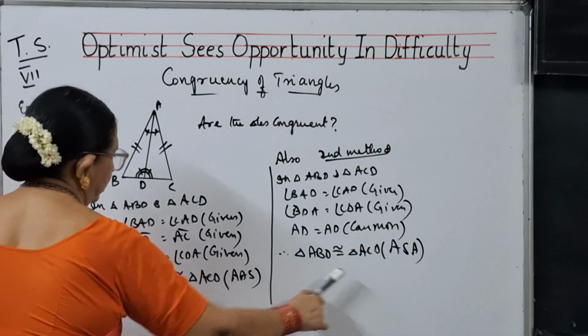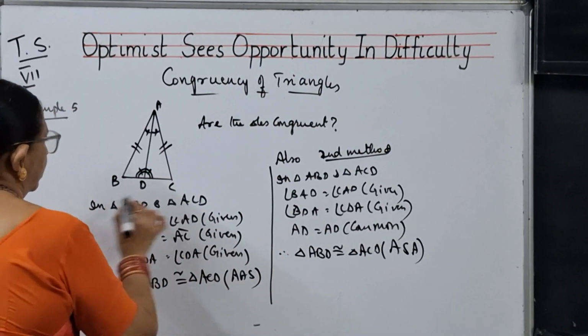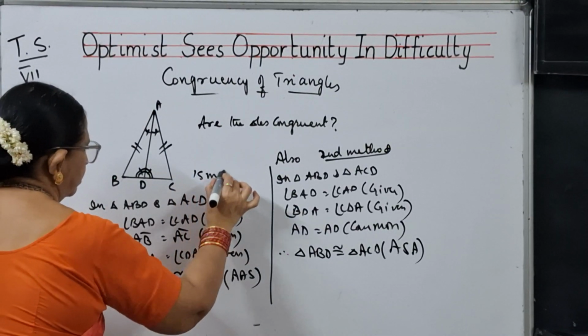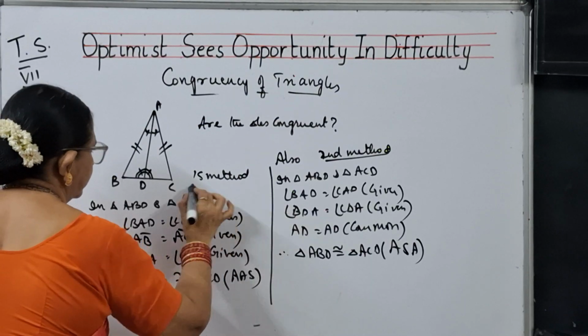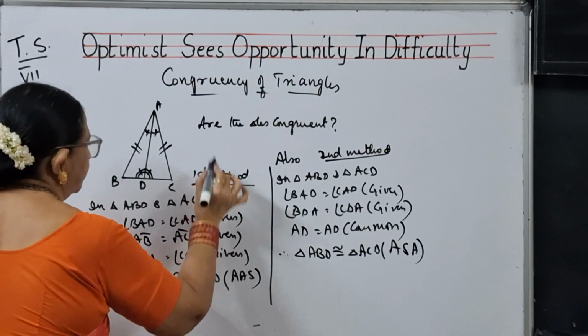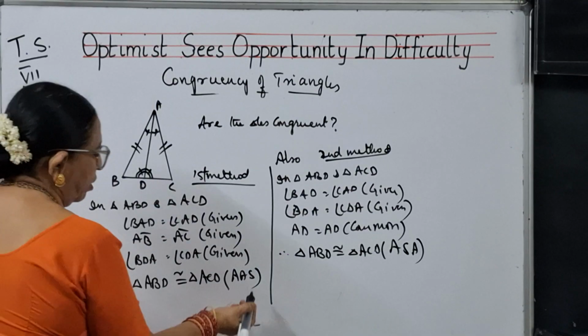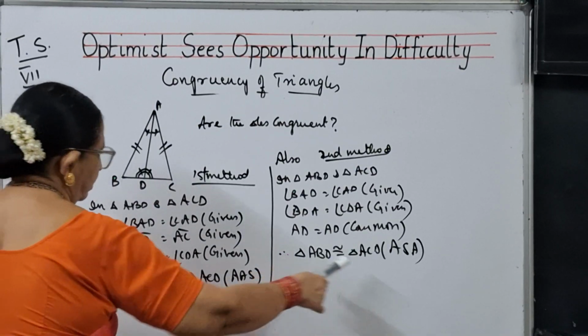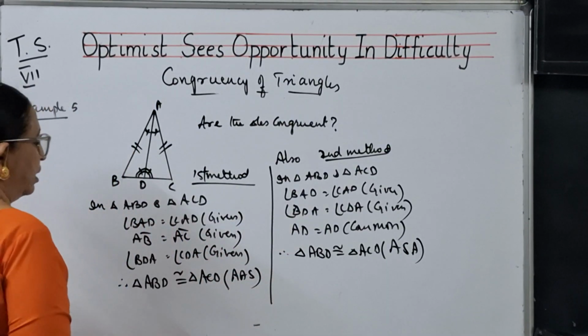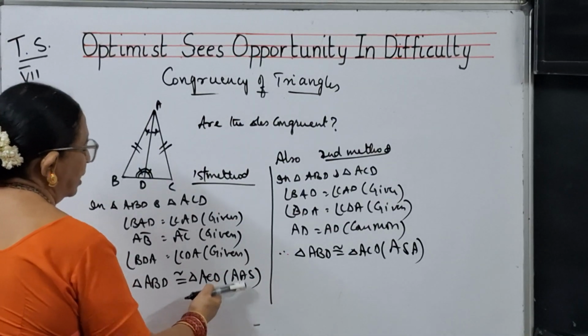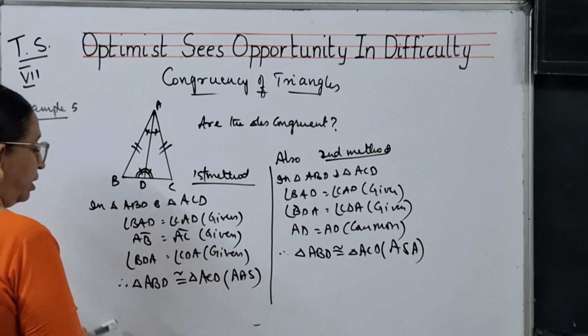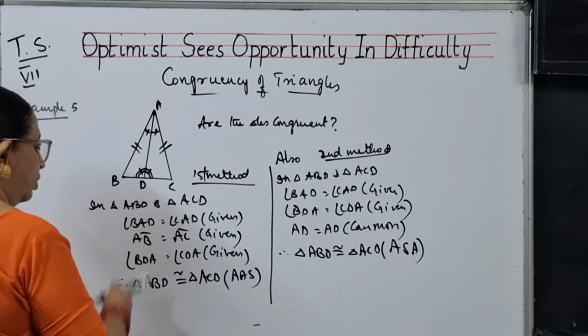See, children, any of these two methods you can follow. This is the first method, and that is the second method. So any method which you want, you can use. Anyway, you can prove. I have already explained to you that there is a property called angle side angle, and there is a property called angle angle side. So here, in any way you can prove this.